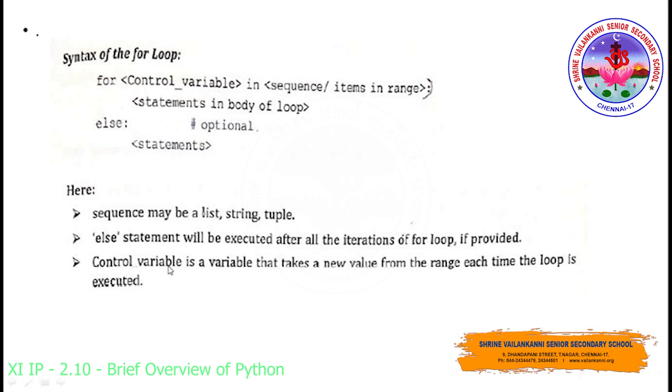When you look at the else block, it will be executed only after all the iterations of the for loop get completed. Only when all the iterations are over does the else block get executed. And the control variable is a variable that takes a new value from the sequence. Each and every value which you give in the sequence will be assigned to this control variable. This is the actual functioning of the for loop.